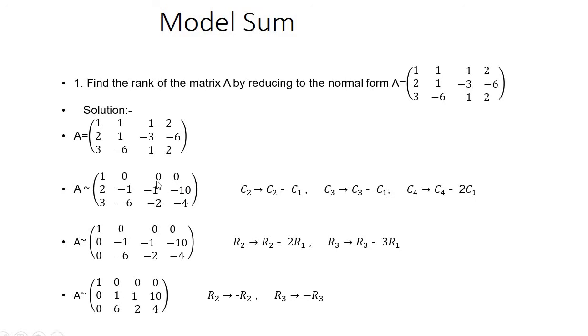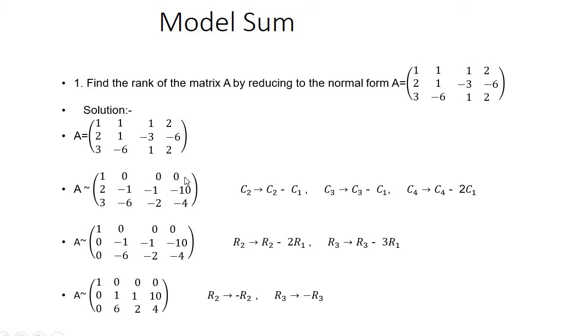So, to have the zeros, let me have the operation C2 as C2 minus C1. See, when you have this 1 at C2 column, so 1 minus 1, it becomes 0. Similarly, for the third column, 1 minus 1, 0. Fourth column, 2 minus 2C1. These are the elementary column operations we have done here. That is, C2 is C2 minus C1, C3 is C3 minus C1, C4 is C4 minus 2C1. After these operations, all the elements of the first row are 0, 0, 0.